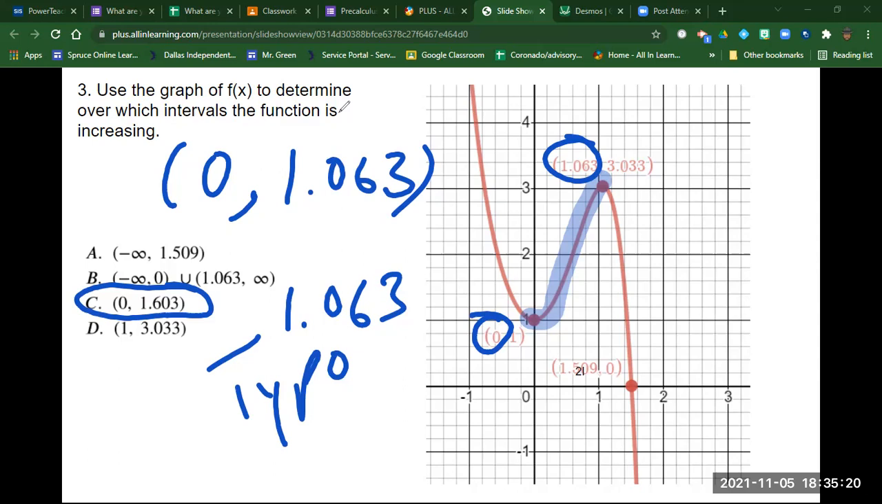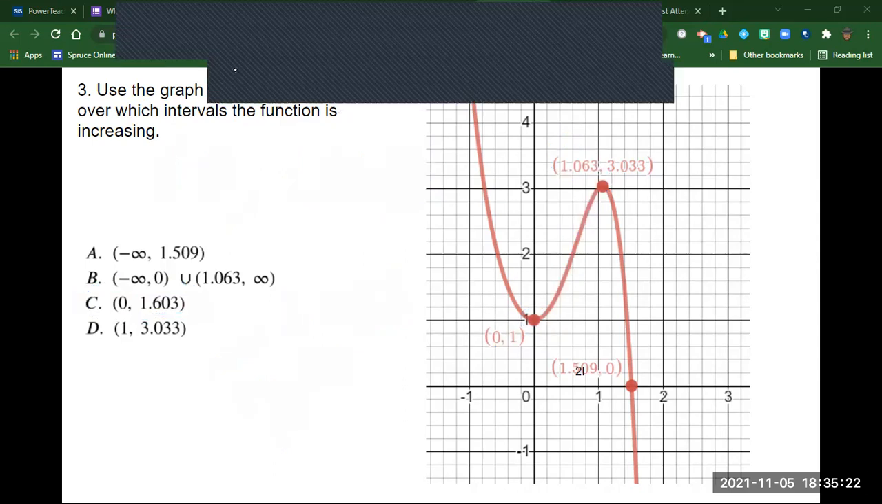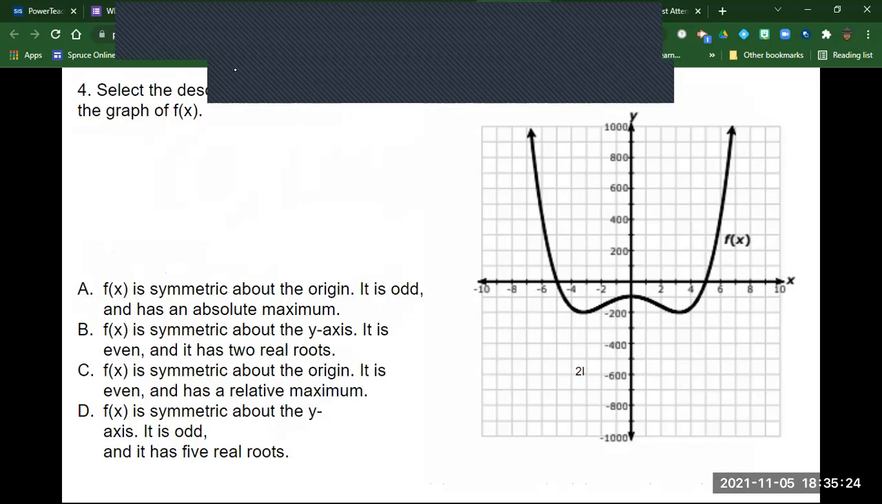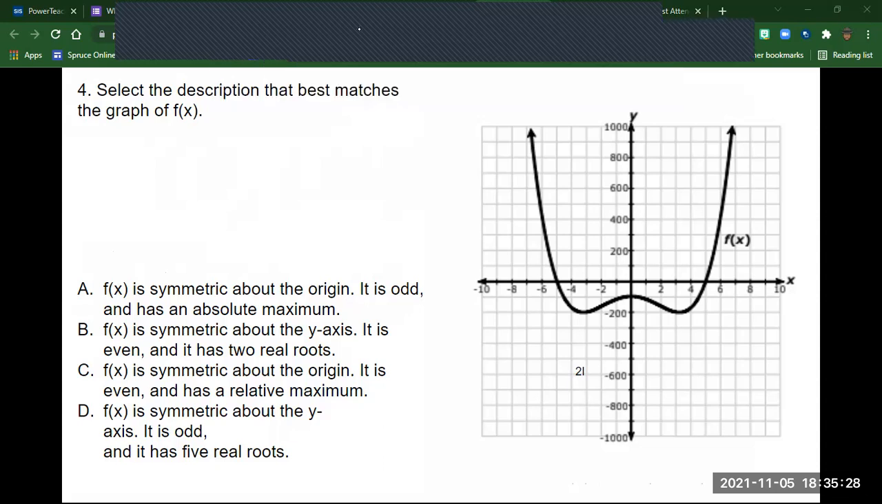Let's clear. All right, let's select the description that best matches the graph of f of x. We want to know, is f of x symmetric about the origin, is it odd, and does it have an absolute minimum. This function, because of its end behavior, both of these are going up.